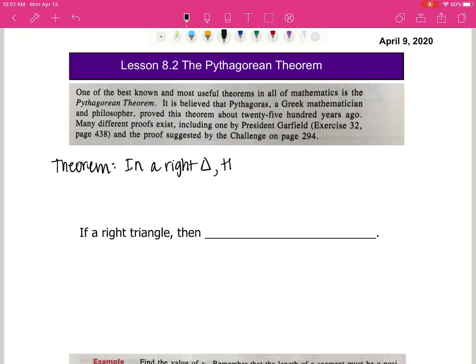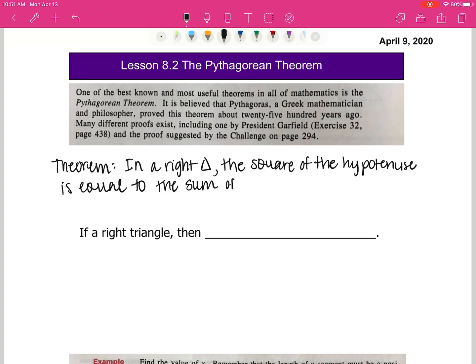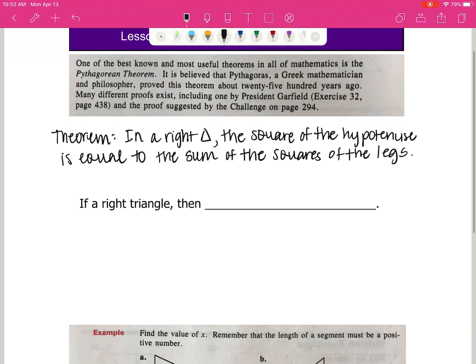the square of the hypotenuse is equal to the sum of the squares of the legs. So before I finish the statement, the sentence below, I'm going to give you an illustration.